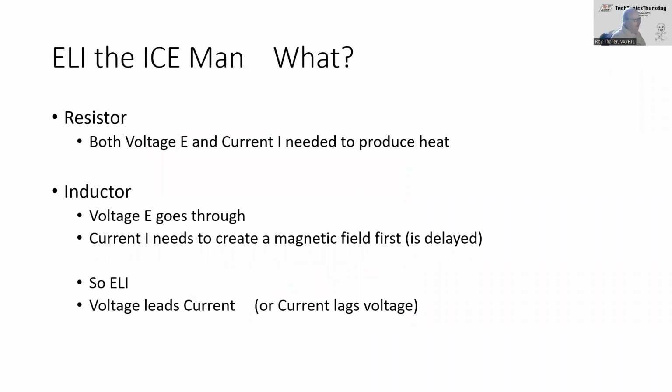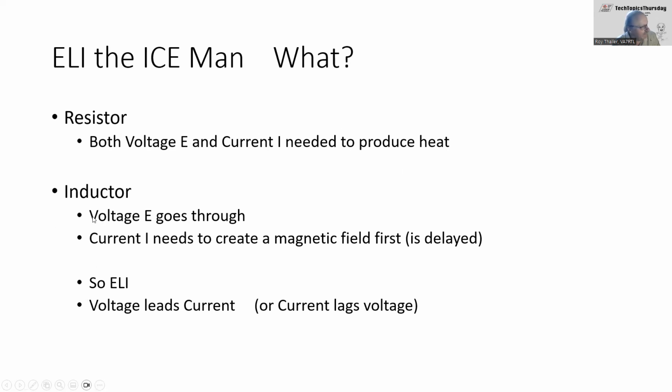There is a statement called ELI the ICE man. Today we'll talk about ELI, and next week we'll talk about ICE. ELI means that the voltage E leads the current. When you look at a resistor, both the voltage and the current are traveling together, and there's no difference between the two, and this produces heat.